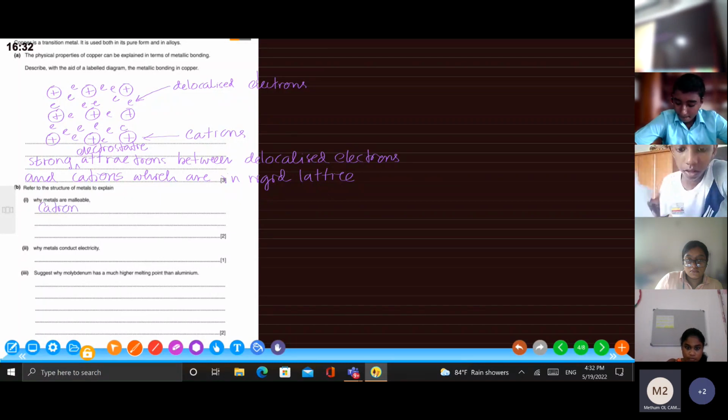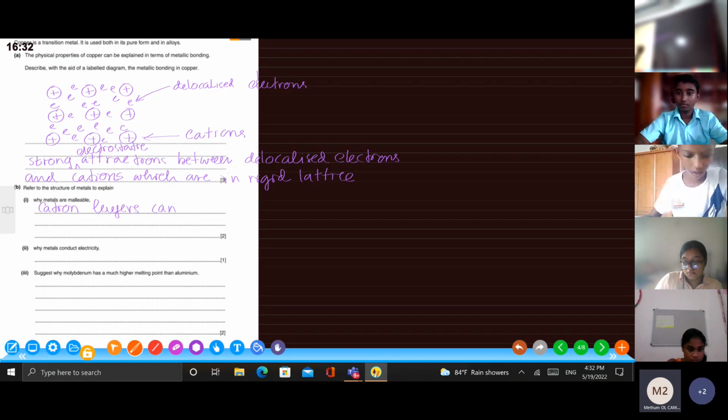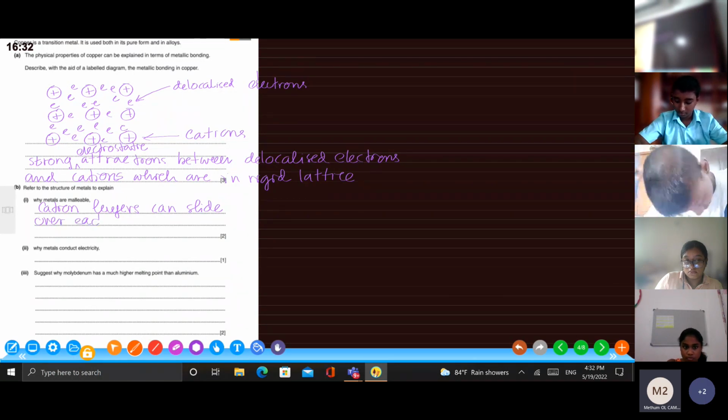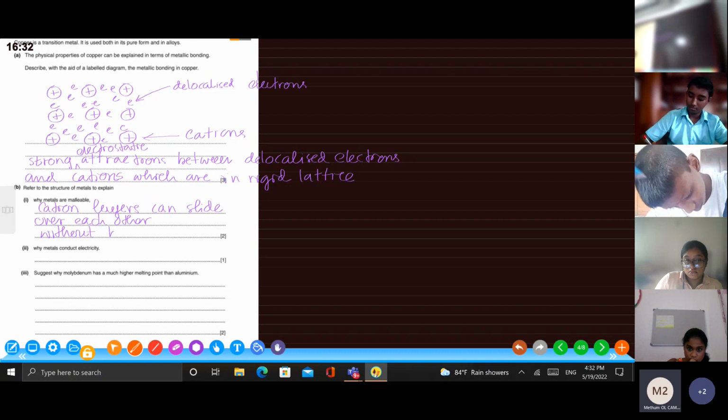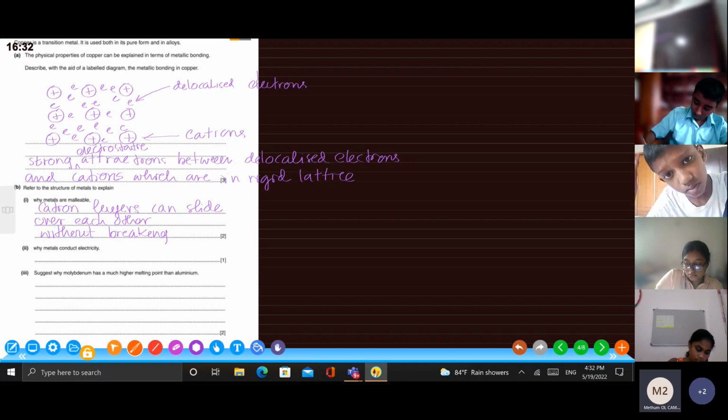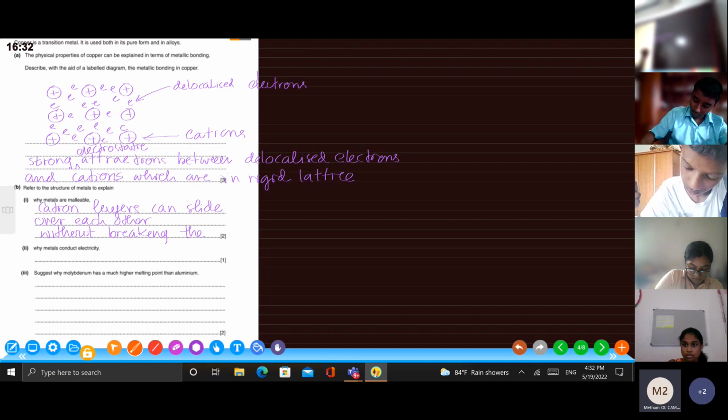So why are metals malleable? Because cation layers can slide over each other without what? Without breaking. The electrostatic bond. Actually, in detail, not just without breaking. Rigid structure breaking, we can't say. Without breaking the metallic bond. Without breaking the metallic bond.